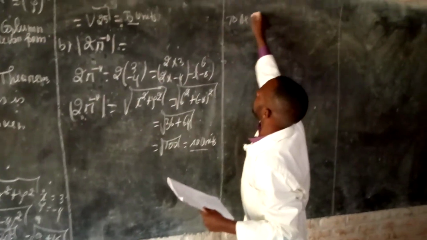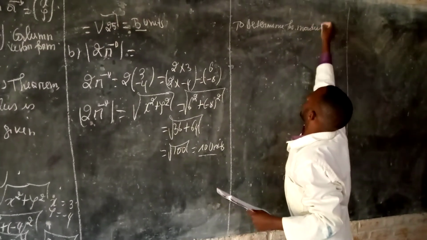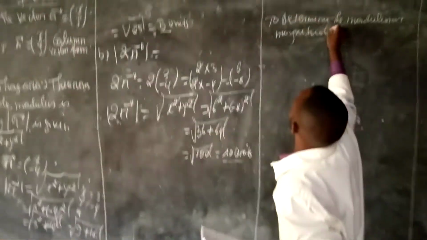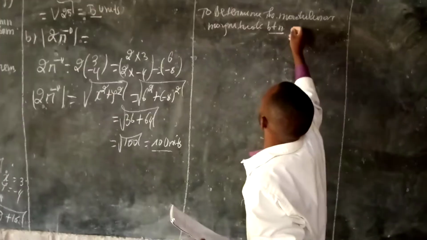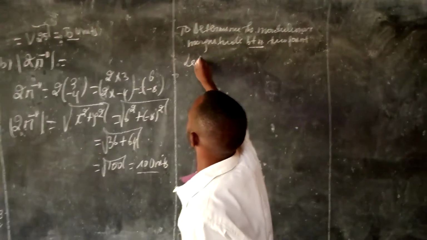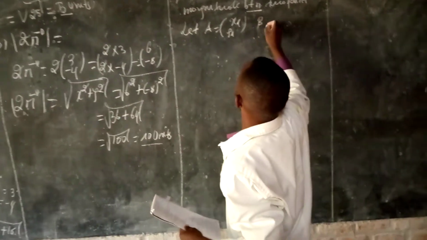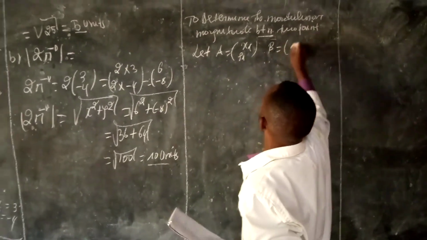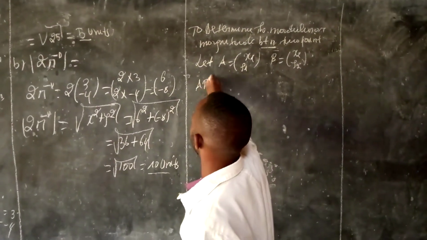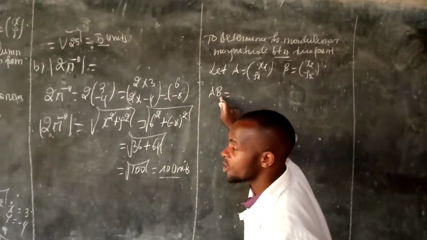To determine the modulus or magnitude between two points, let's take point A. It has x1 and y1. And the point B is equal to x2 and y2. Yes? So to find the distance between A and B, A is the initial point while B is the final point.